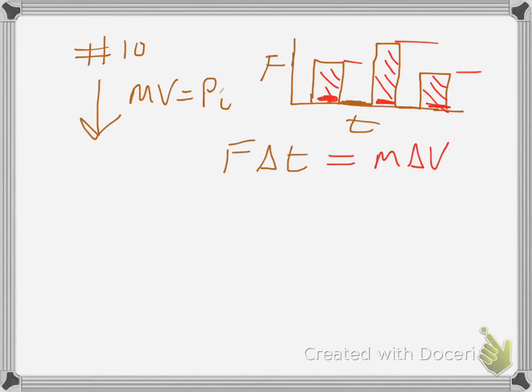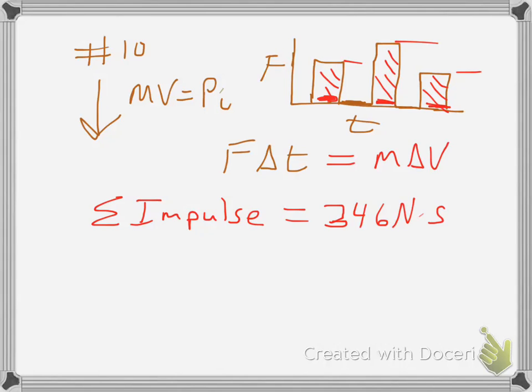So if you do that, I did it, and I think I got 340, I'm going to round it to 346. So the sum of the impulses, the 3 successive impulses, this is number 10, is equal to 346 Newton seconds. And so now we know this side of the equation.